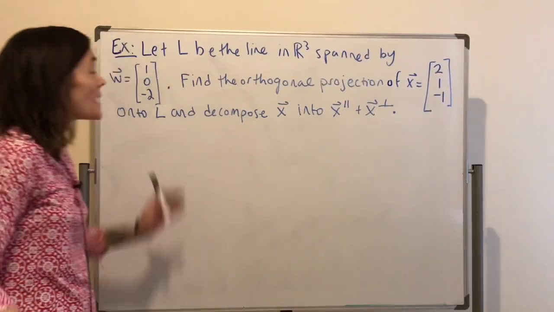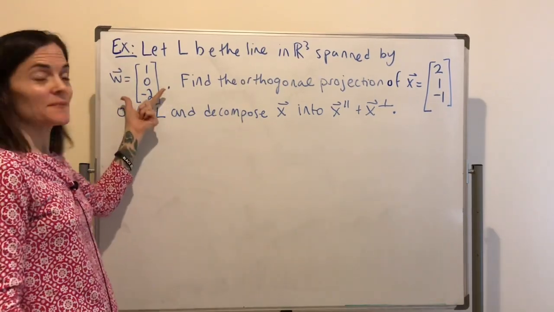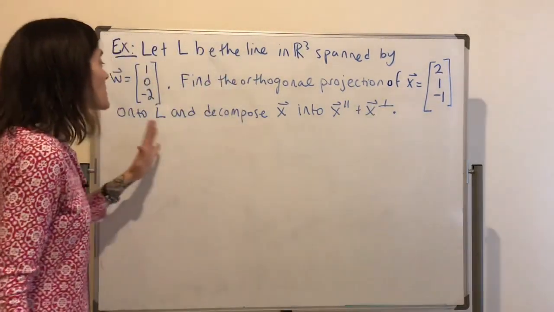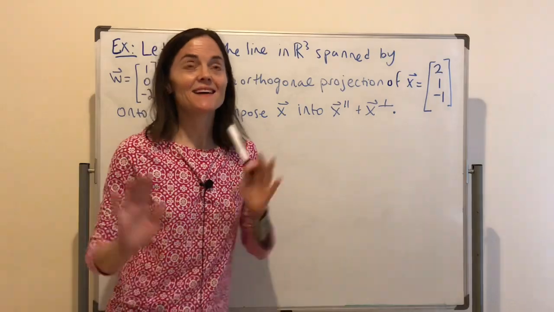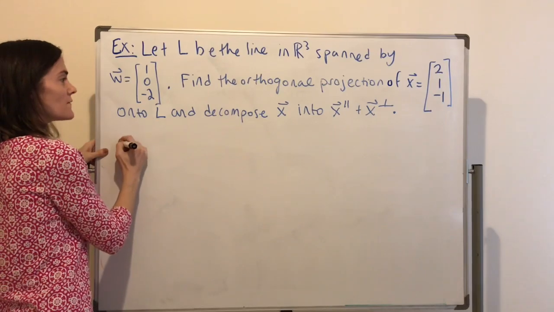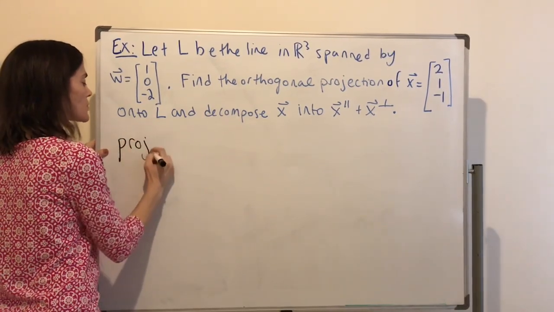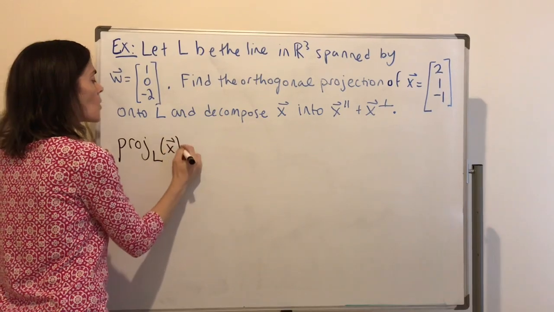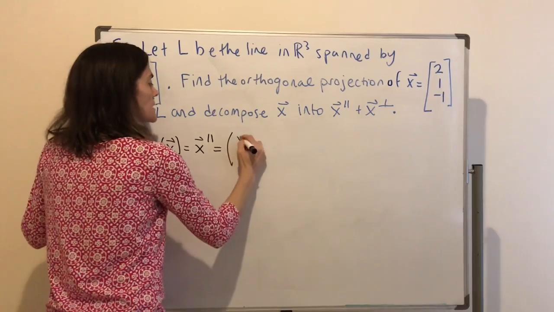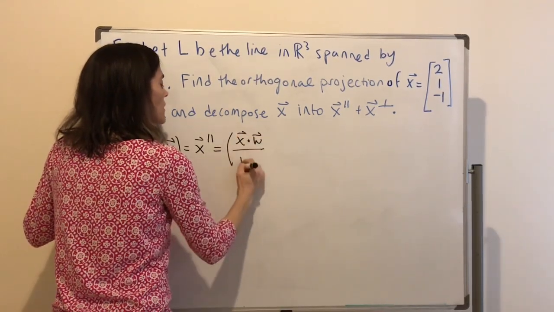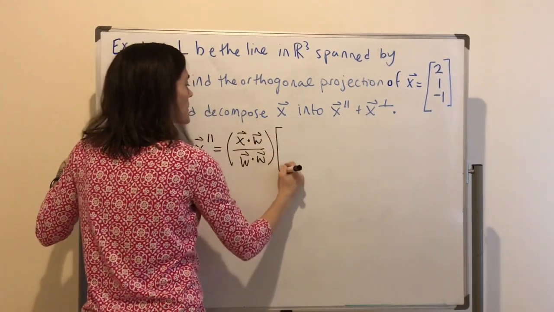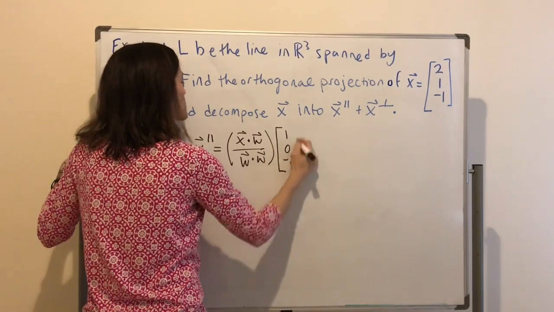Well, here's an example. L is a line in R3 spanned by this vector. We want to find the orthogonal projection of X, and then we will decompose. Okay, so we're just seeing, do we understand the stuff we just discussed? First of all, I'll write it both ways: the projection onto the line of X is X dot W over W dot W times W, and W is here, so times this vector, 1, 0, minus 2.